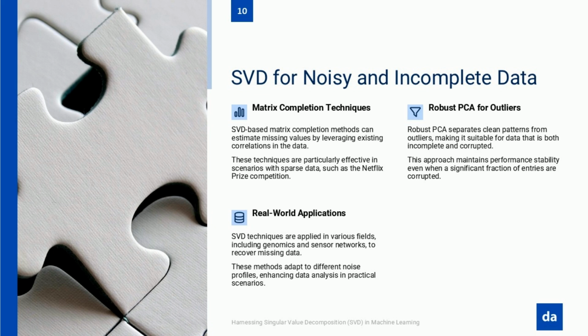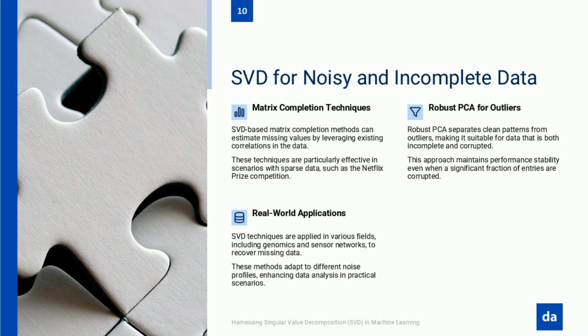In scientific domains like genomics, measurement matrices often contain significant gaps due to failed experiments or resource constraints. SVD-based approaches can effectively impute these missing values by leveraging the correlations among genes across different conditions. Similarly, in sensor networks where individual sensors may fail intermittently, these techniques maintain accurate monitoring by recovering the missing readings.